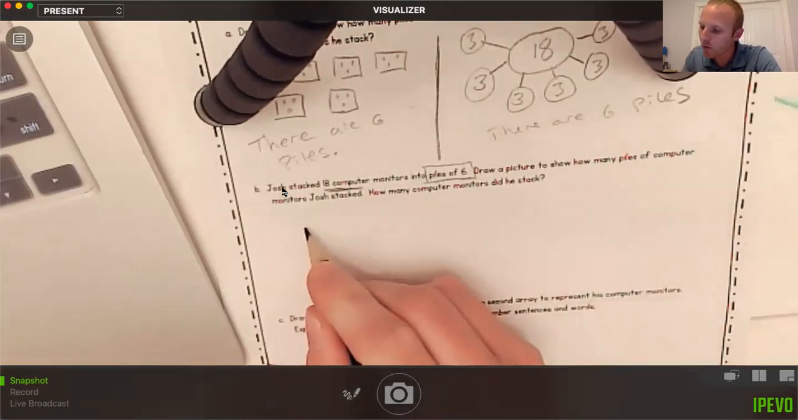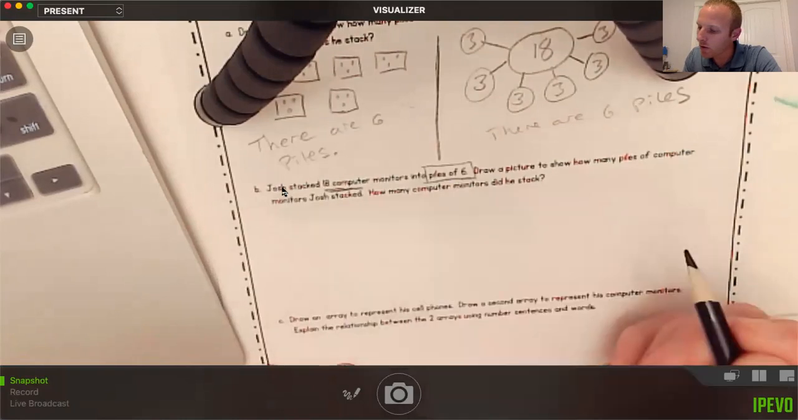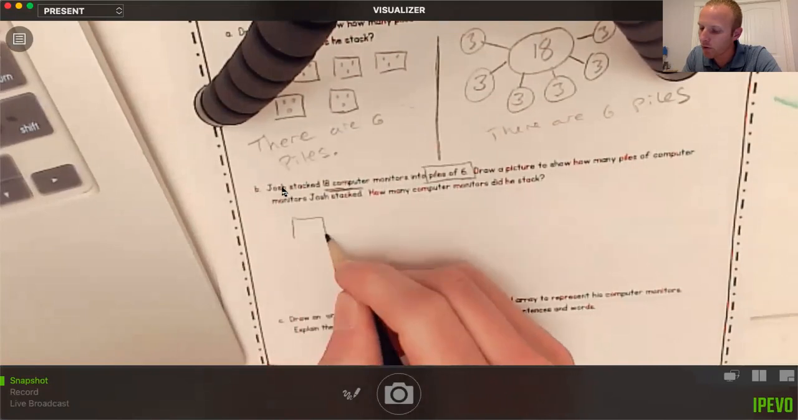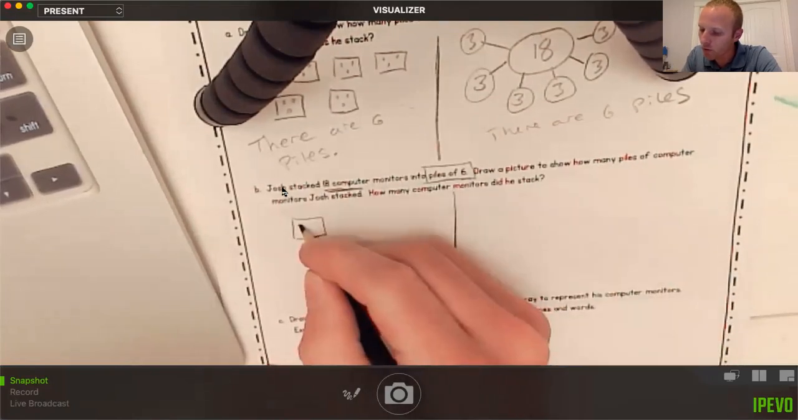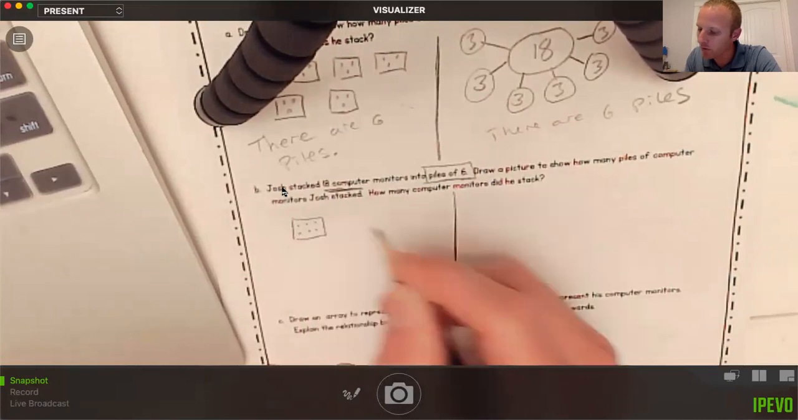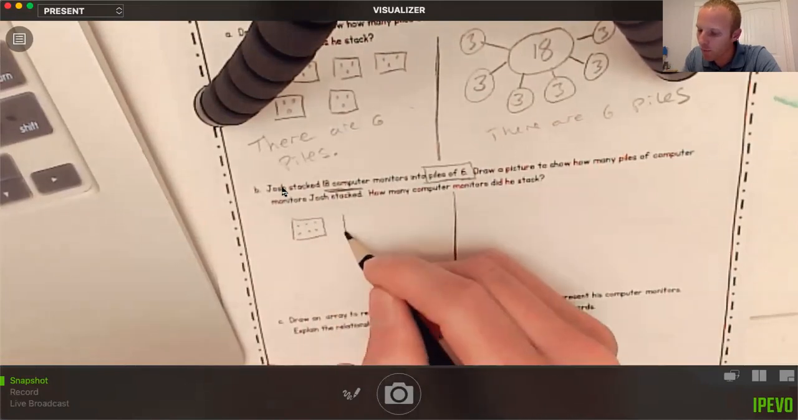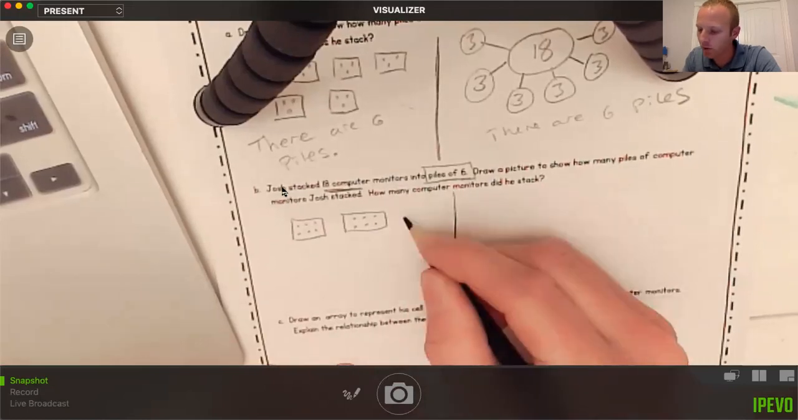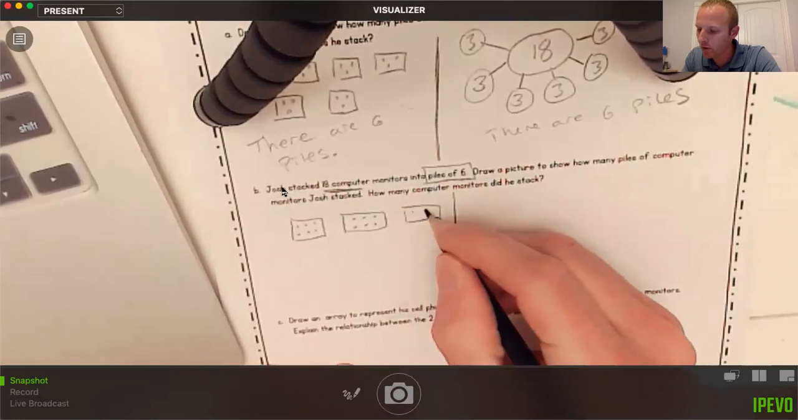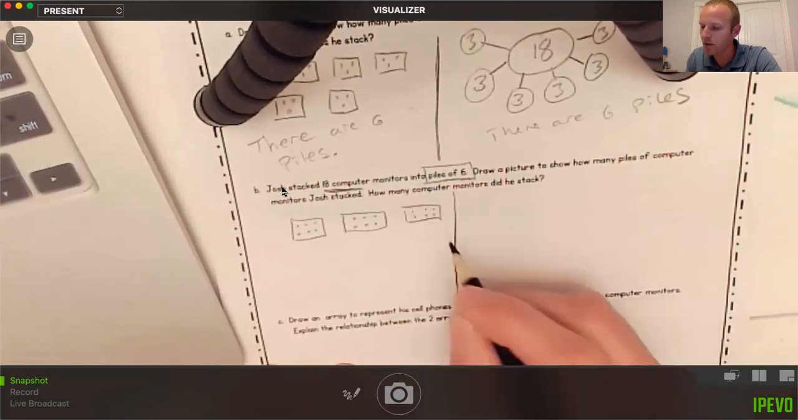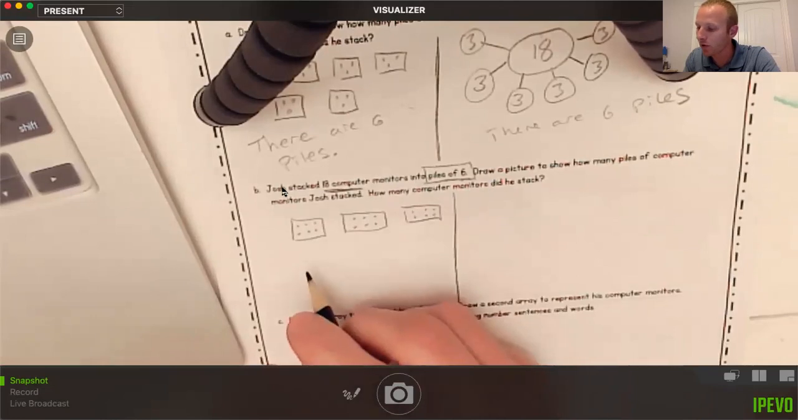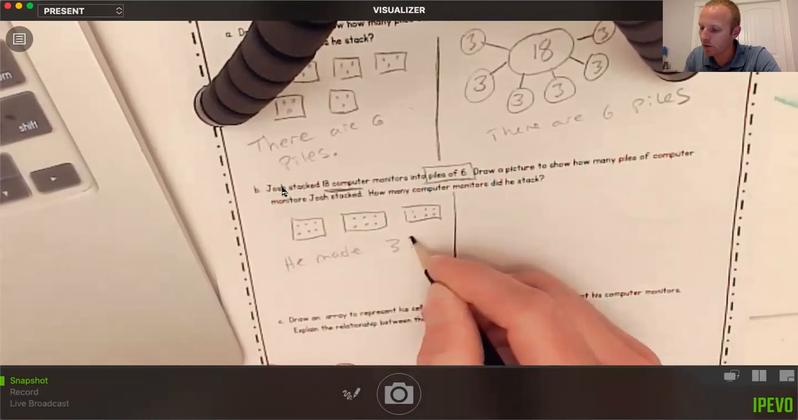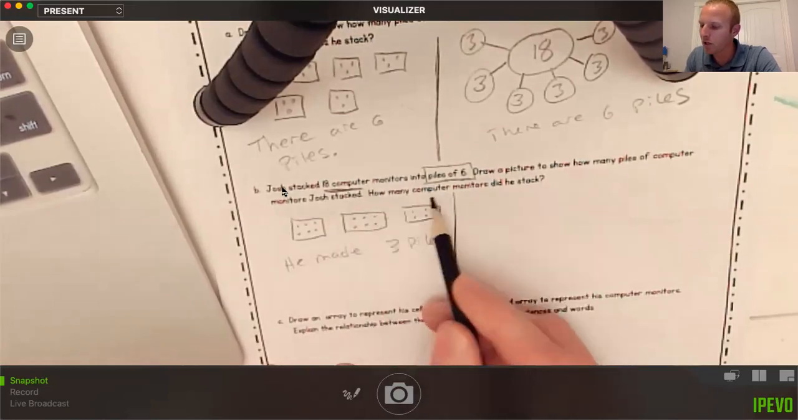So we have 18 total. We're going into piles of 6. So I'm going to start with a picture just like I did on the last one. 1, 2, 3, 4, 5, 6. That's one pile. 7, 8, 9, 10, 11, 12. 2 piles. 13, 14, 15, 16, 17, 18. So I end up with 3 piles. He made 3 piles.